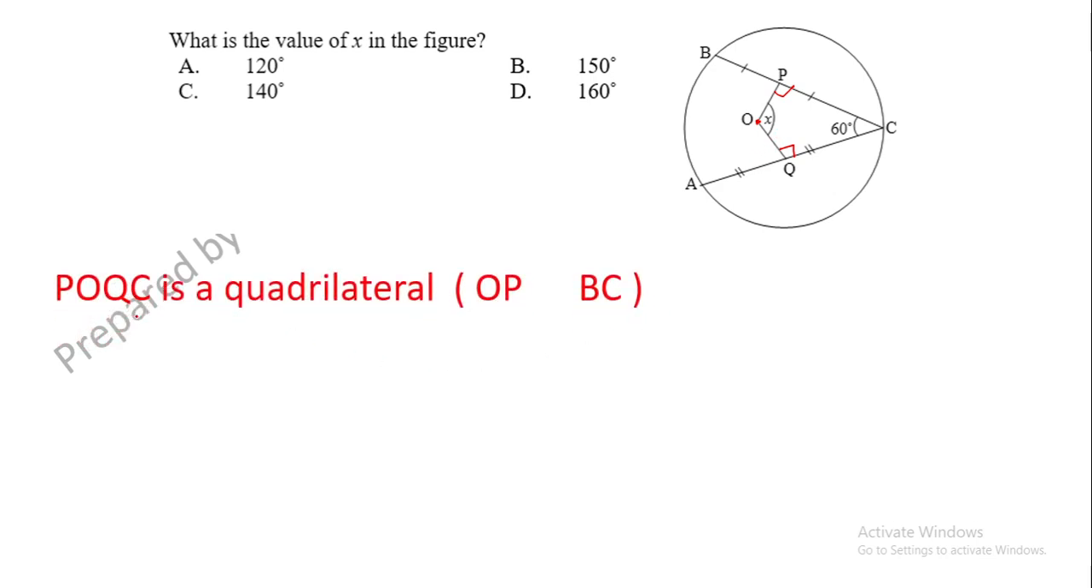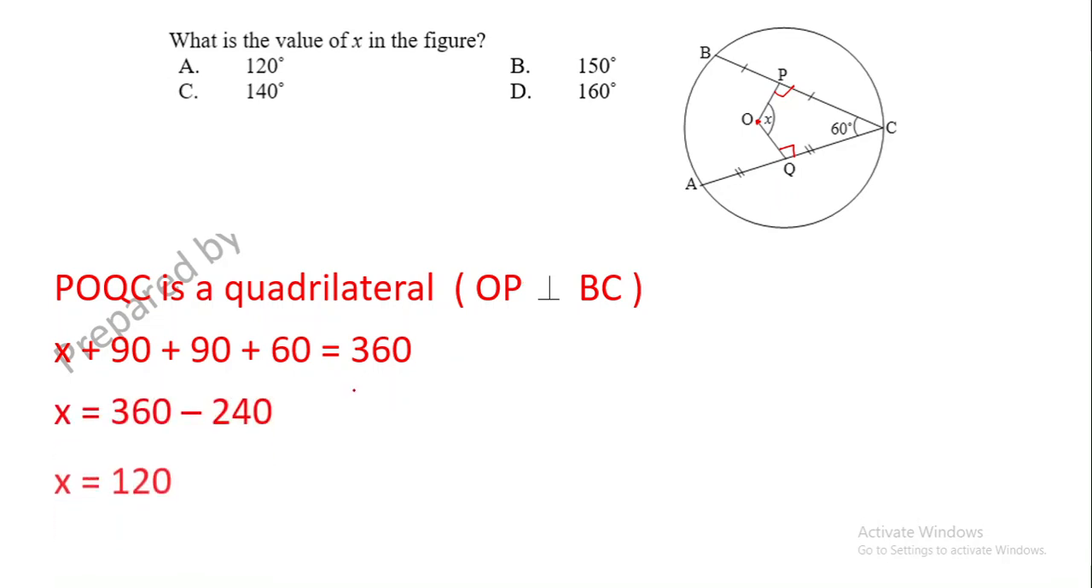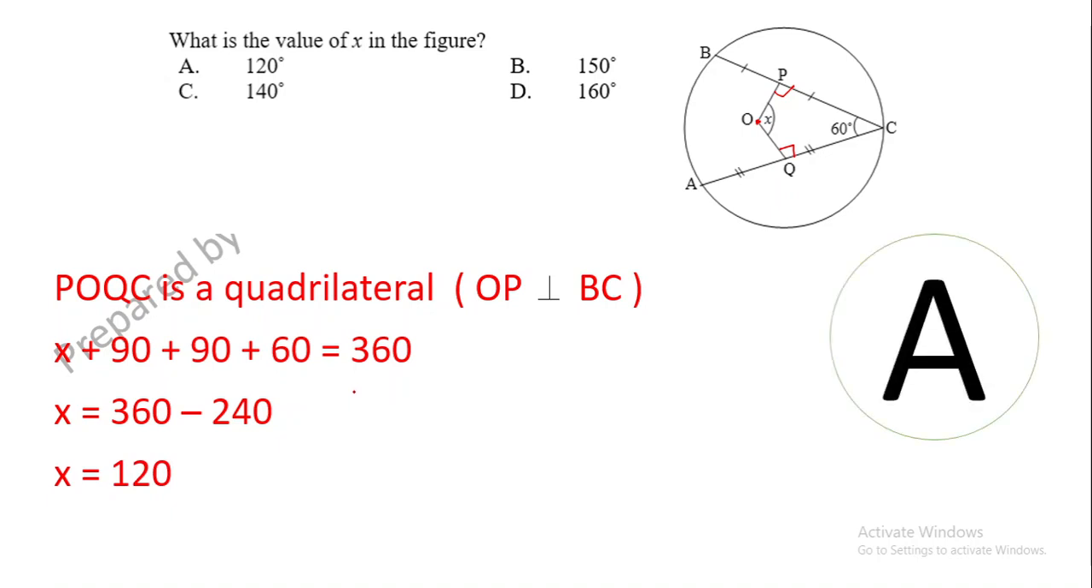So we know that POQC is a quadrilateral in which OP is perpendicular to BC, that is a chord, so that gives me 90 degrees. So the sum of all the interior angles is equal to 360 degrees. From here you can easily find the value of x, that is 120 degrees. So A option is the right one.